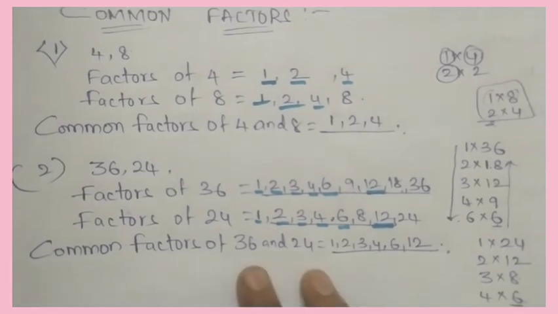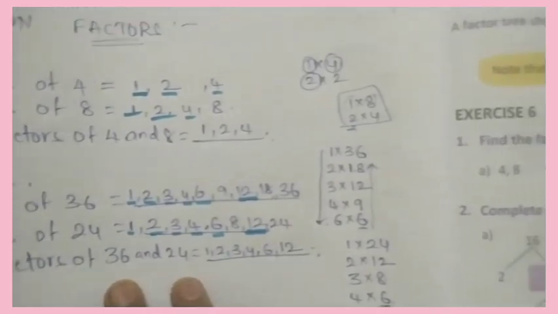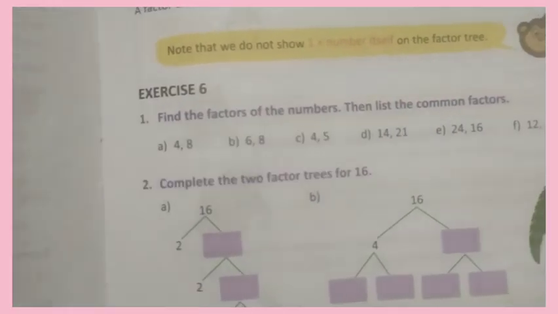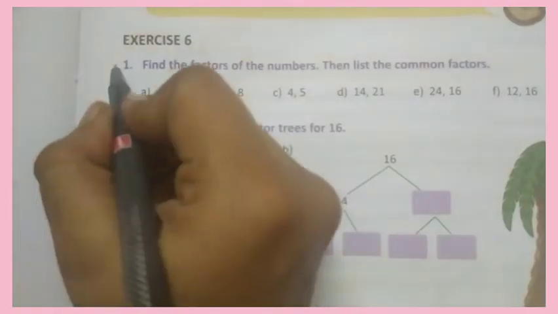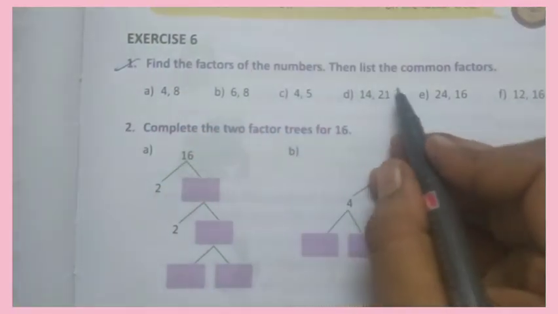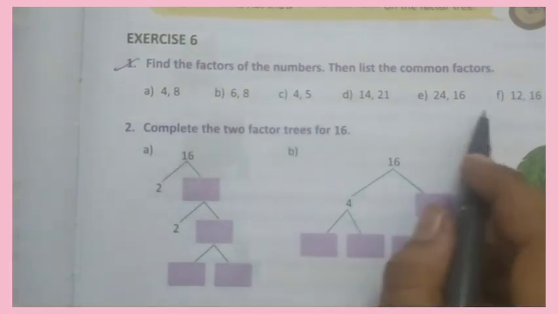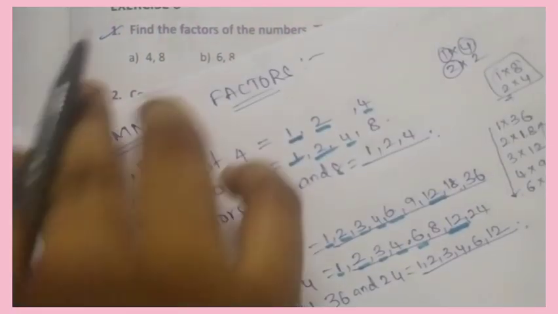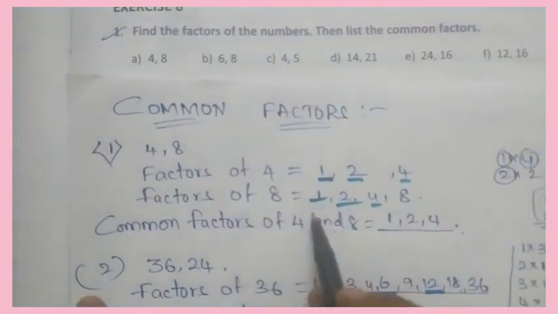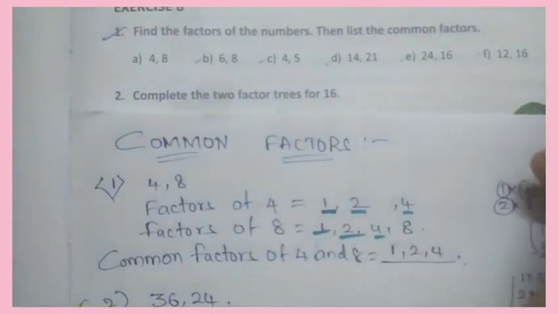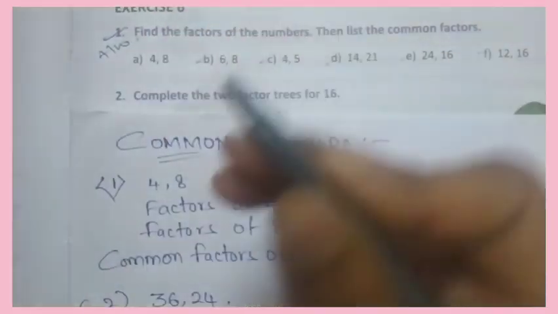I hope you understood this. Here, textbook page number 151, first bit is there. You have to find the factors of the numbers, then list the common factors of these numbers. The first one, 4 and 8, I have already explained, so do the remaining ones as homework.